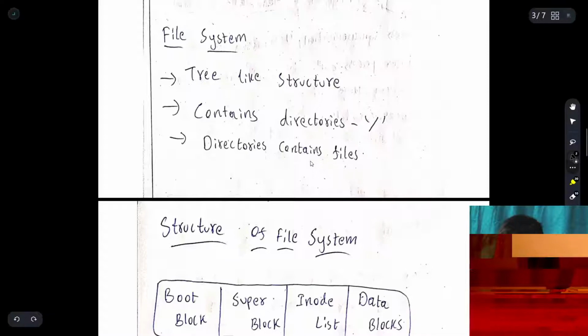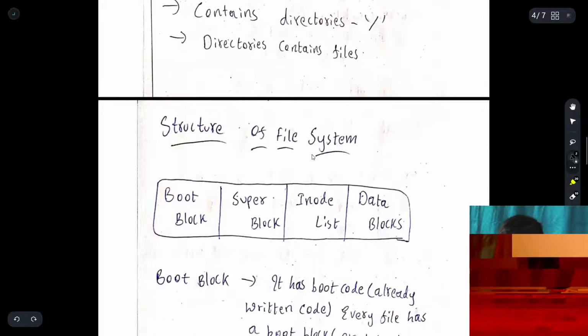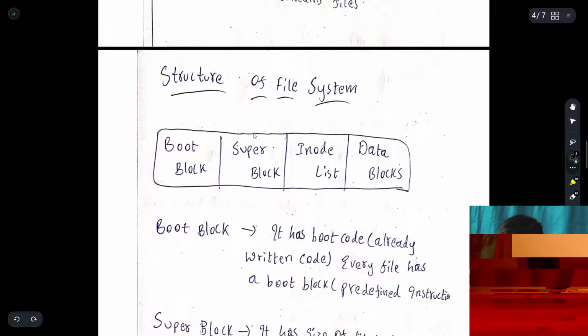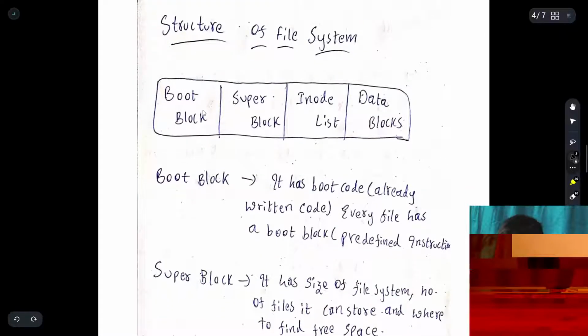And now let us get back. Here we can see a tree-like structure, which we just discussed in Paint. It is in a tree-like structure, right? It contains directories, and directories contain files. Now the structure of a file system: the file system will have a boot block, super block, inode list, and a data block. We will discuss these blocks one by one.